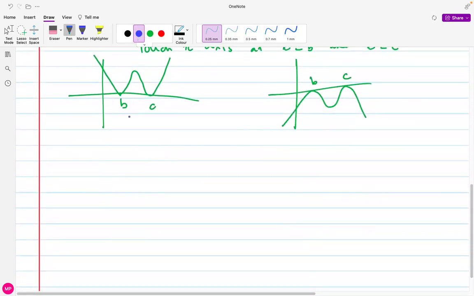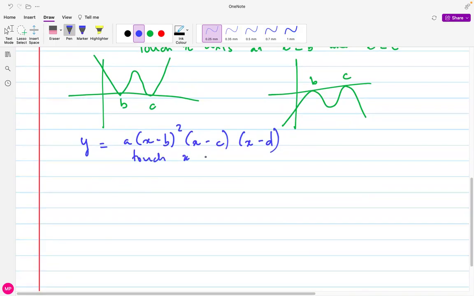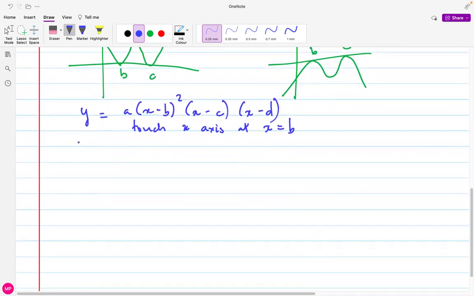Now, the next one is y equals a(x minus b) squared times (x minus c)(x minus d). So here I have three x-intercepts and one of them is repeated. I repeat my solution at b. So again, I'm going to touch the x-axis at x equals b only, and at C and D, I just pass through. So it depends on where B is. B can be here in the middle between C and D, or B can be the smallest one.